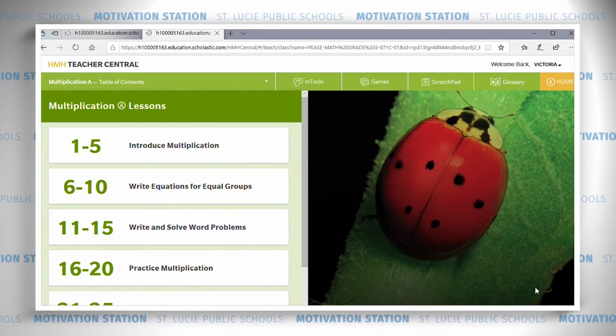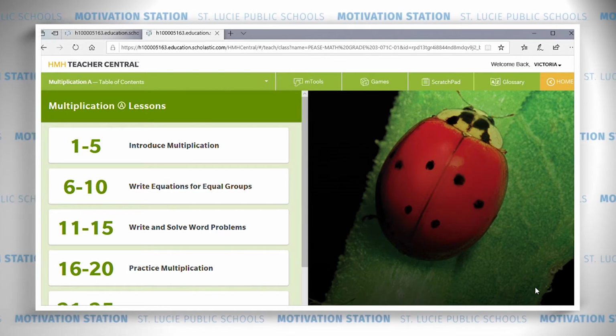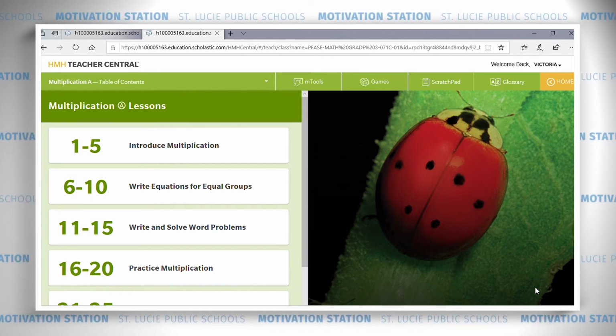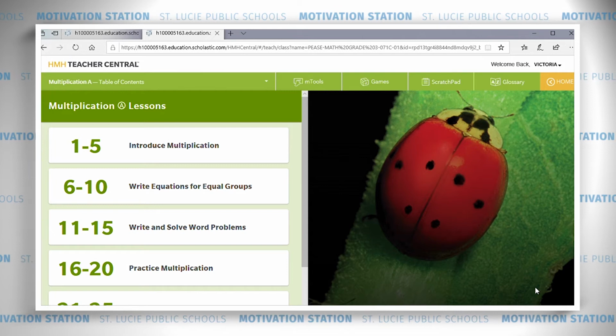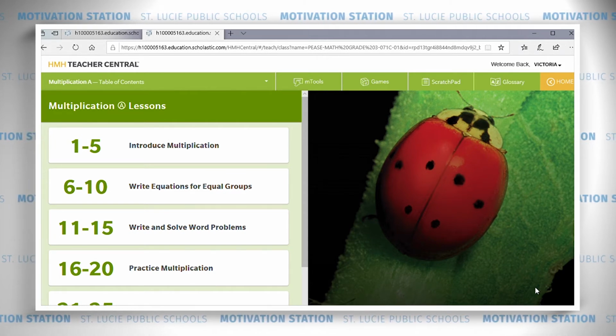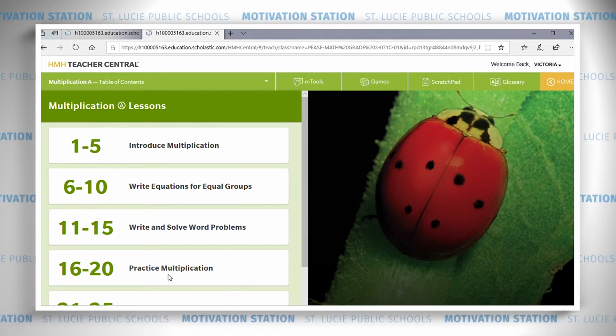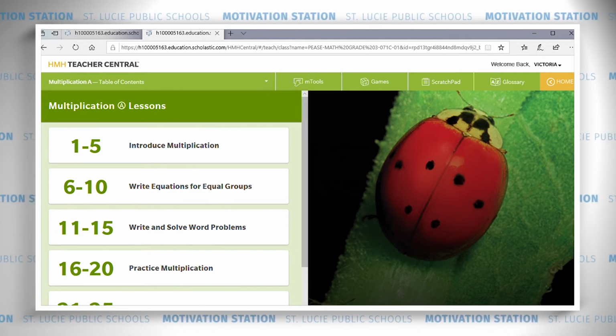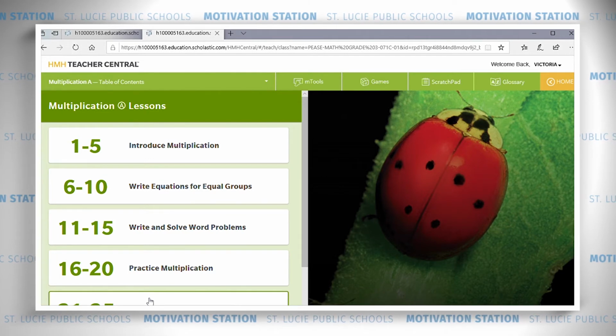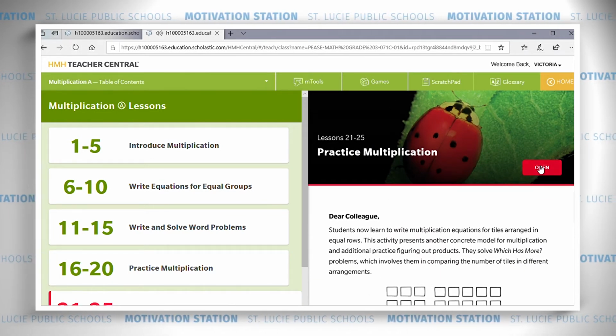Okay, so today I'm going to show you 2 games. I'm already logged in. You guys should know how to log in by now. We're in week 3, and I just showed you yesterday. So first we're going to do multiplication capture. Okay, so let's go to practice multiplication, lessons 1 through 25 down here. Open those up.